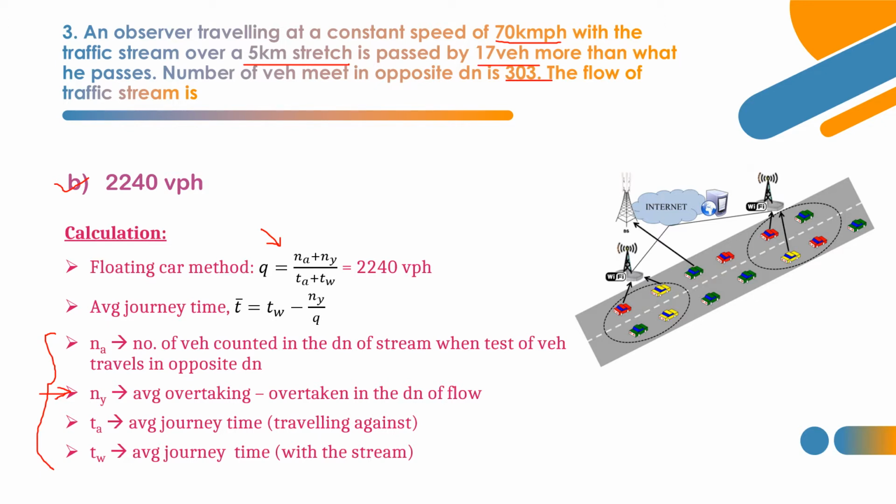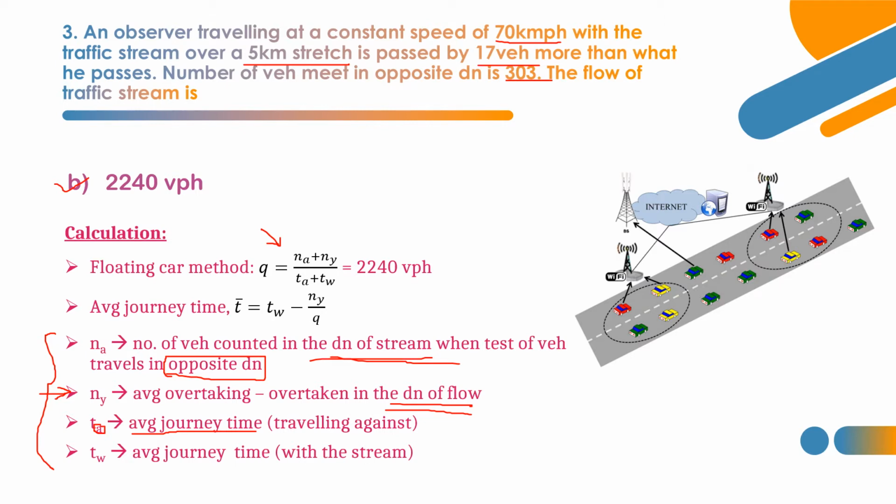NA means the number of vehicles counted in the direction of stream when the test vehicle travels in the opposite direction, that means the test vehicle is against the direction of the stream. So that's why N suffix A. And NY is nothing but the difference between average overtaking and overtaken in the direction of flow. And ta is nothing but the average journey time.